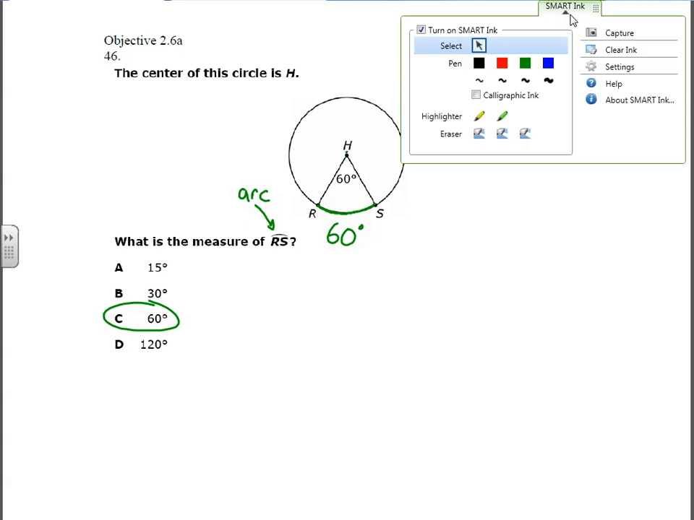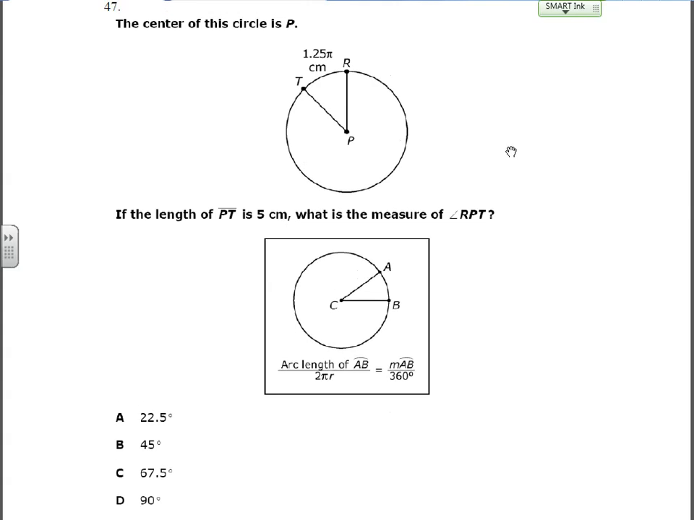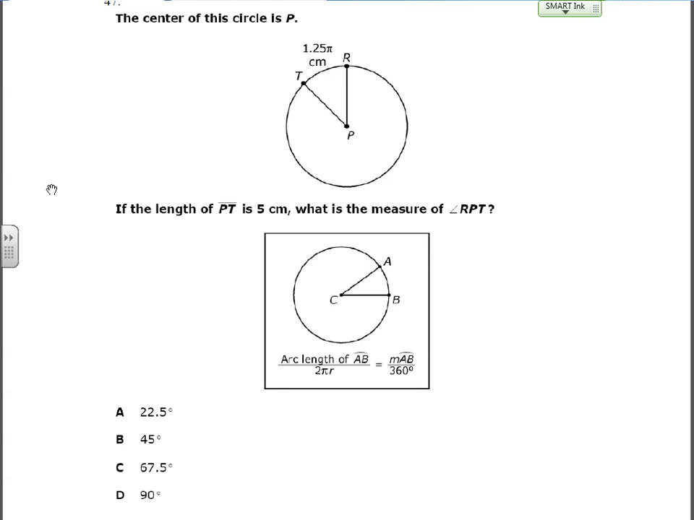47, similar thing here. We've got the center of the circle is P. And it says the length of PT is 5 centimeters. What is the measure of RPT? And here it gives you a formula. Again, I would expect this formula would be on the test for you. So what would you do if you're provided the formula here? It's a gift. Sebastian? You do 1.25 pi over 2 pi r.